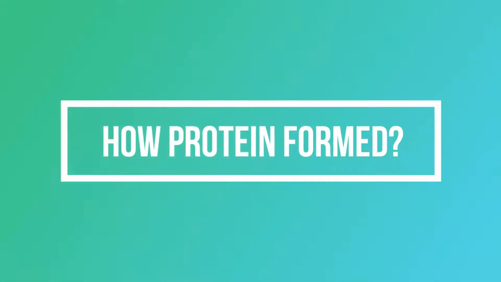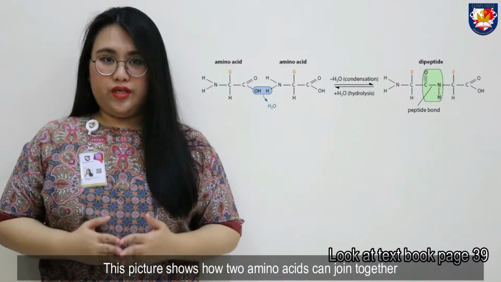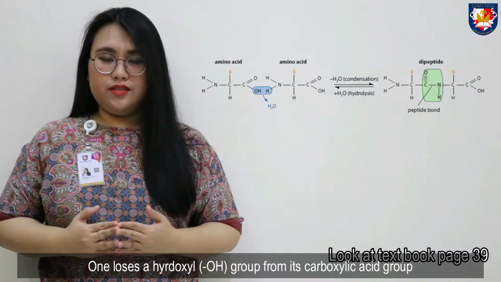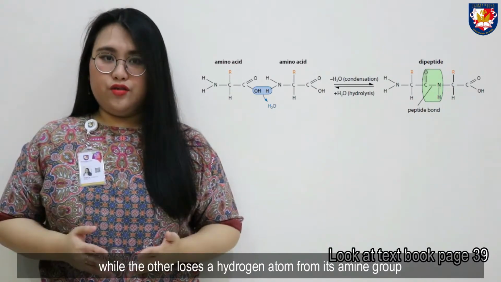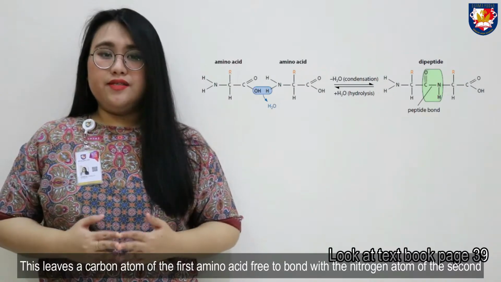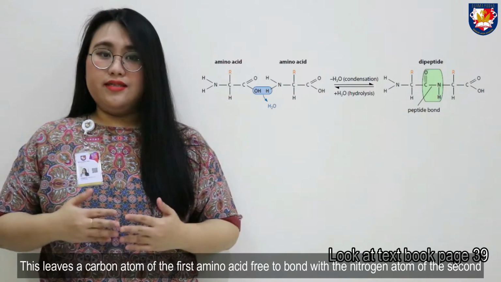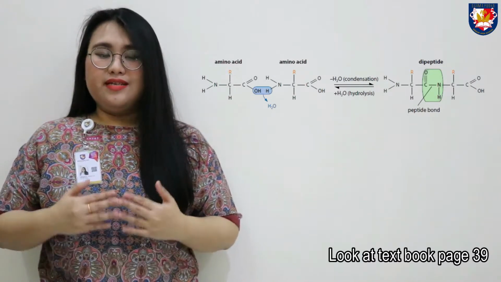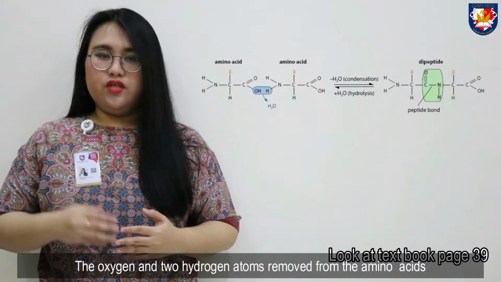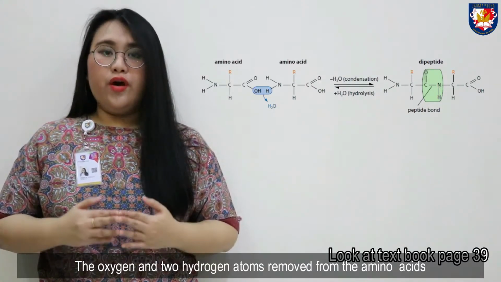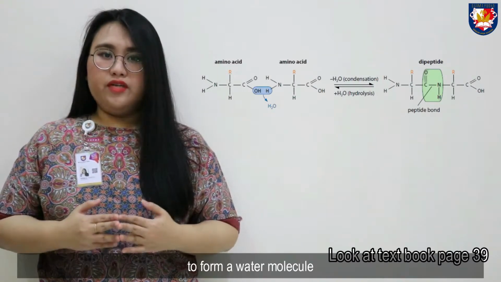How do proteins form? Look at this picture. This picture shows how two amino acids are joined together. One loses the hydroxyl group from its carboxylic acid group, while the other loses the hydrogen from its amine group. This leaves the carbon from the first amino acid free to bind with the nitrogen atom from the second. This link we call a peptide bond. So the oxygen and the two hydrogen atoms are released from the amino acids to form a water molecule.